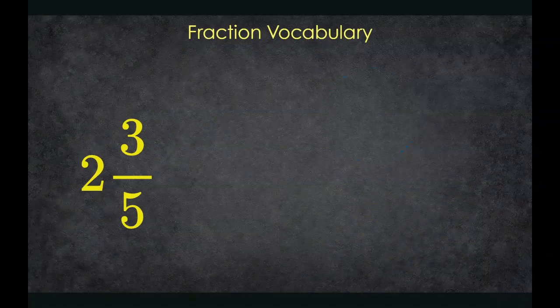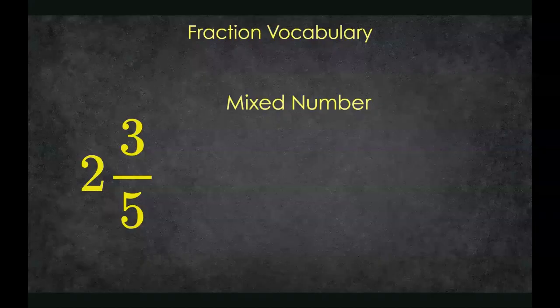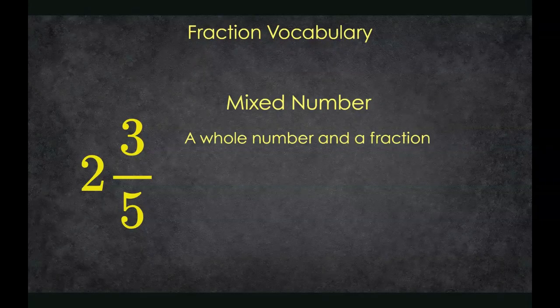In our next example, we have 2 3/5. When you see a fraction written like this, it is called a mixed number. A mixed number has a whole number and a fraction with it. So I have 2 wholes and 3/5. Now, what would that even look like as a model?